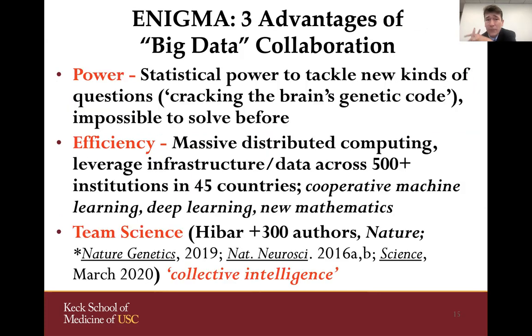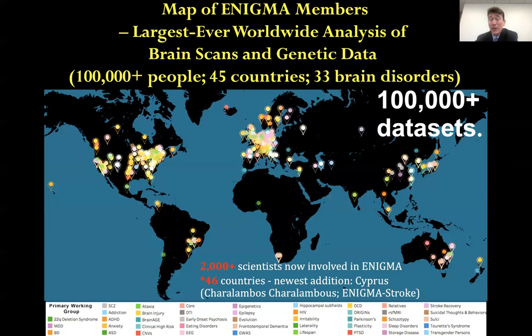Now, the amount of data is pretty useful for reasons of statistical power, tackling new types of questions like cracking the brain's genetic code. Also, the efficiency: if you can use massive distributed computation, you can use cooperative machine learning approaches and novel mathematics. And then finally, the social aspect, the collective intelligence of all the people looking at the data that can improve our methods as well.